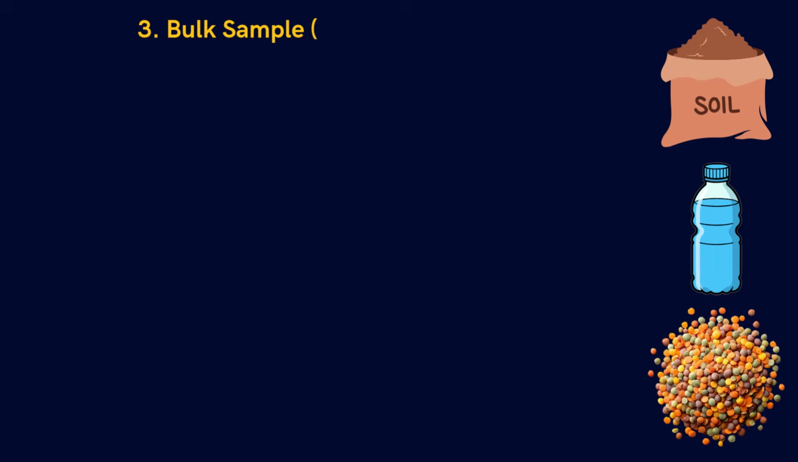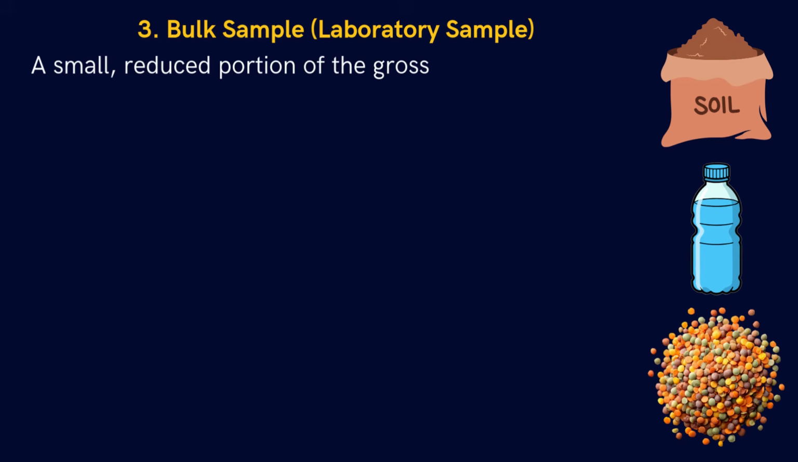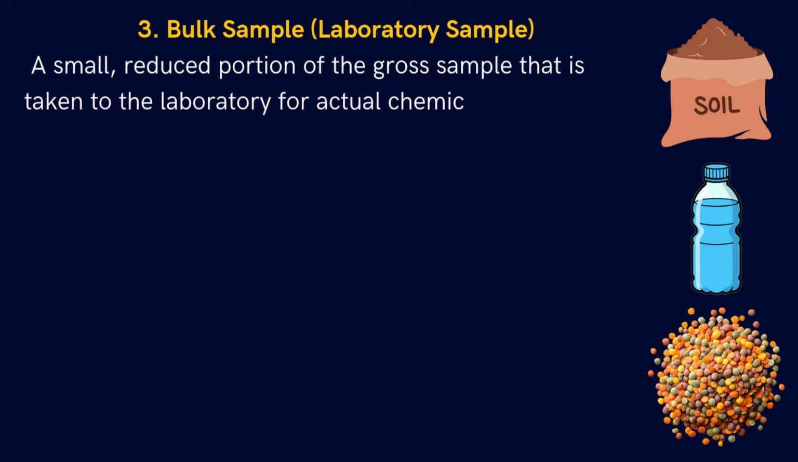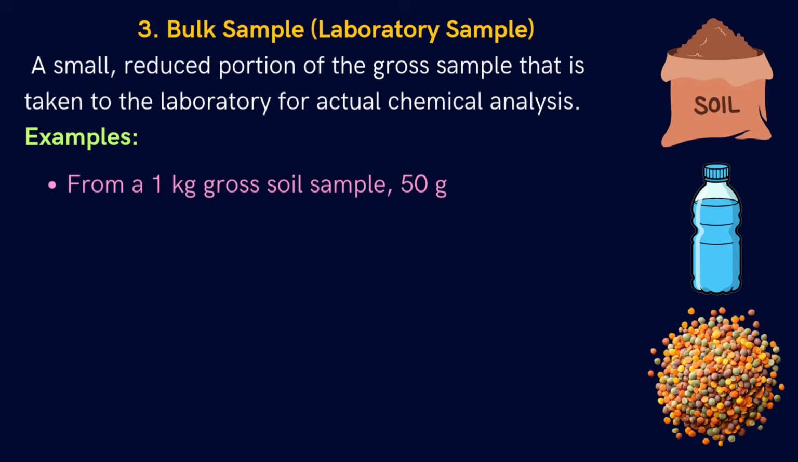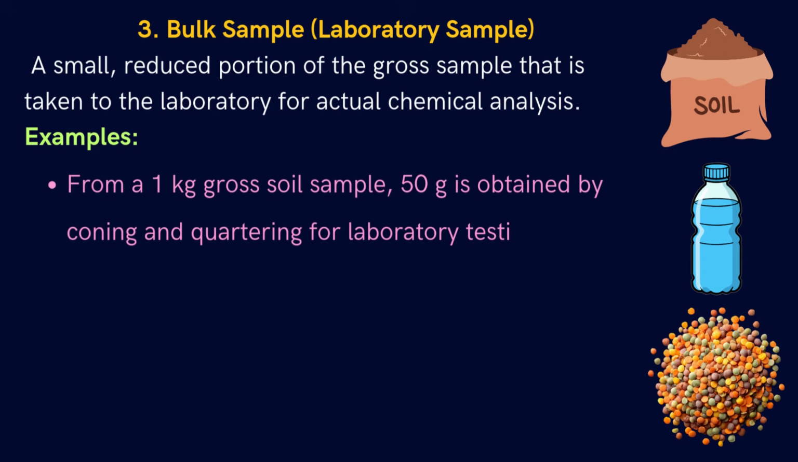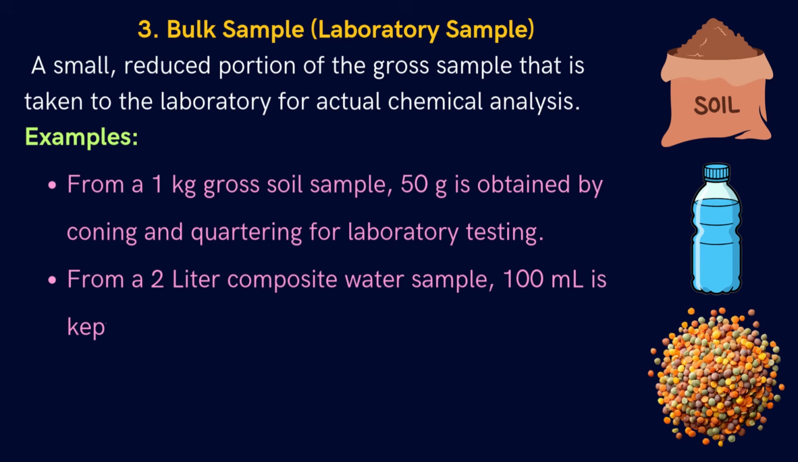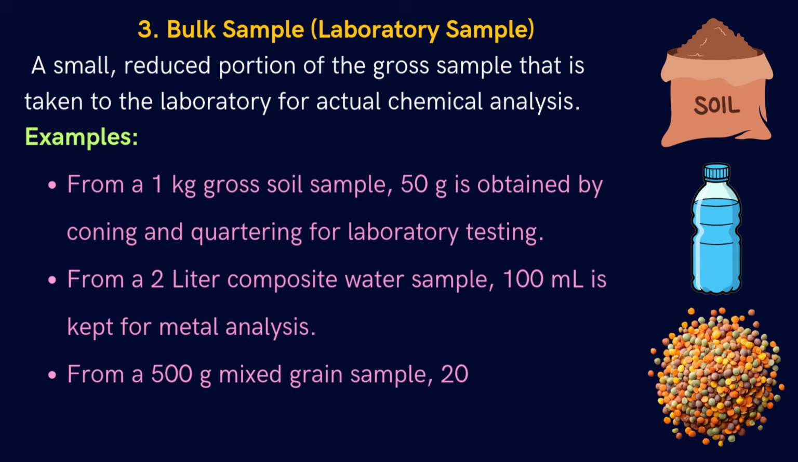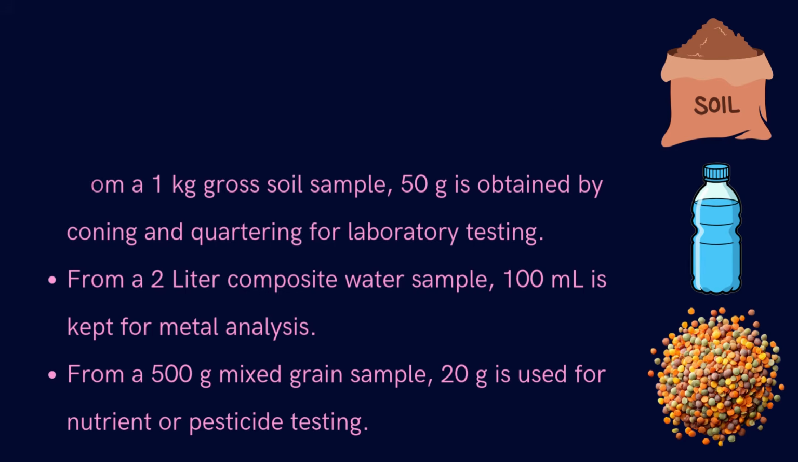Third type is bulk sample or laboratory sample, a small, reduced portion of the gross sample that is taken to the laboratory for actual chemical analysis. Examples: from a 1 kilogram gross soil sample, 50 grams is obtained by coning and quartering for laboratory testing. From a 2-liter composite water sample, 100 milliliters is kept for metal analysis. From a 500 grams mixed grain sample, 20 grams is used for nutrient or pesticide testing.